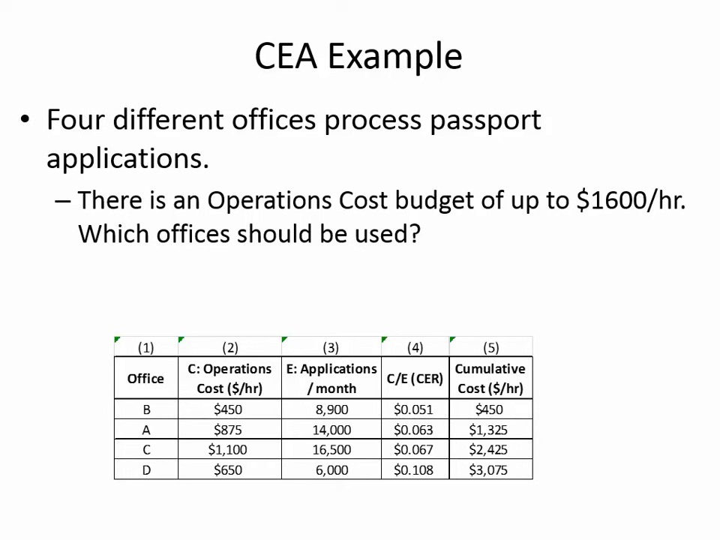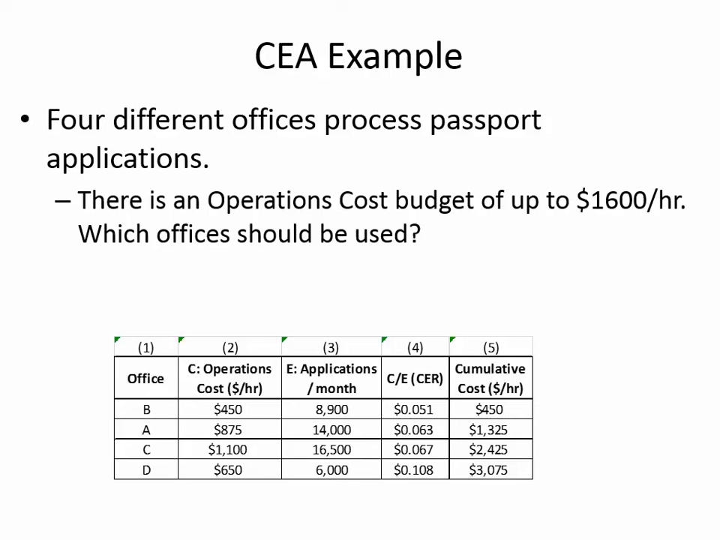How have I reorganized this now? B, A, C, D. It's organized in terms of the most efficient on top, so that's, we could say, the best office, and we have the worst office on the bottom. So I've just reorganized it in terms of most efficient at the top, least efficient at the bottom, and added a new column. Column 5 here is called cumulative cost.